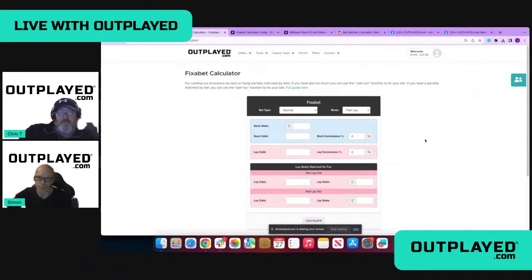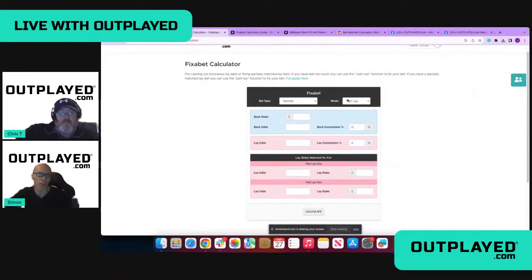So Fixabet, very, very quickly, it's got two modes. You've also got bet type, normal or free bet, SNR. So if you've got a normal bet that's partly laid, so let's say you laid a bet and only £5 out of £15 total lay stake has been matched, and the rest of it doesn't get matched, you would need to cancel the unmatched part and use the Fixabet calculator in part lay mode.